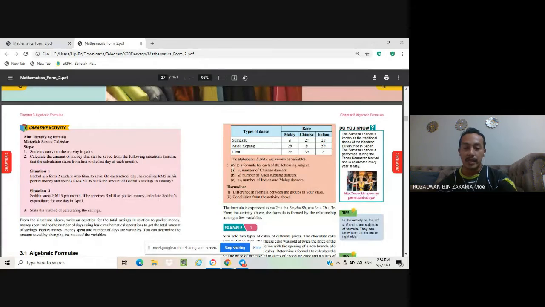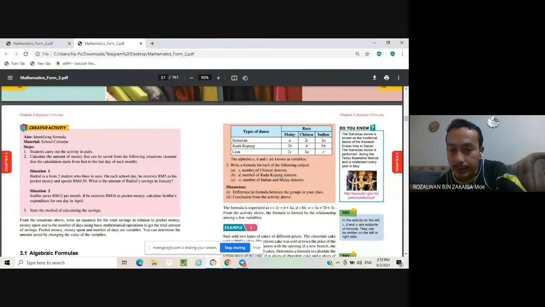All right. So question number 2, look at this one. Write a formula for each of the following subjects. Okay, for A, how to write a formula? Look at A. S equal to numbers of Chinese dancers. So how to do? Look at this table, right? For the Chinese, look at how many. For Sumazau we have 2C. For Kuda Kepang we have B, and for the Lions we have 3A.